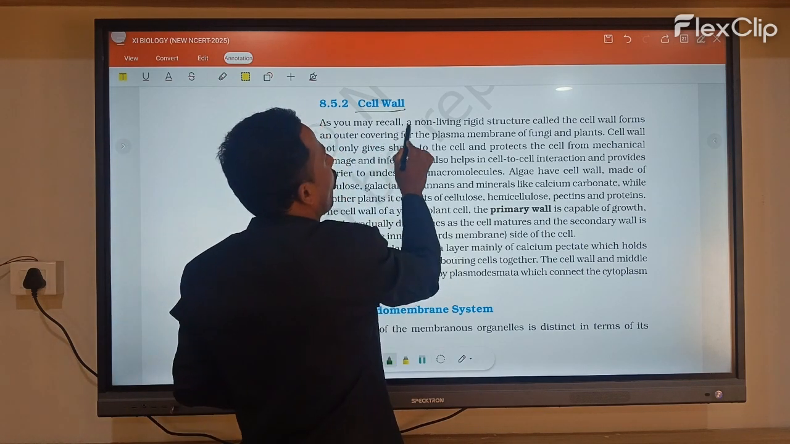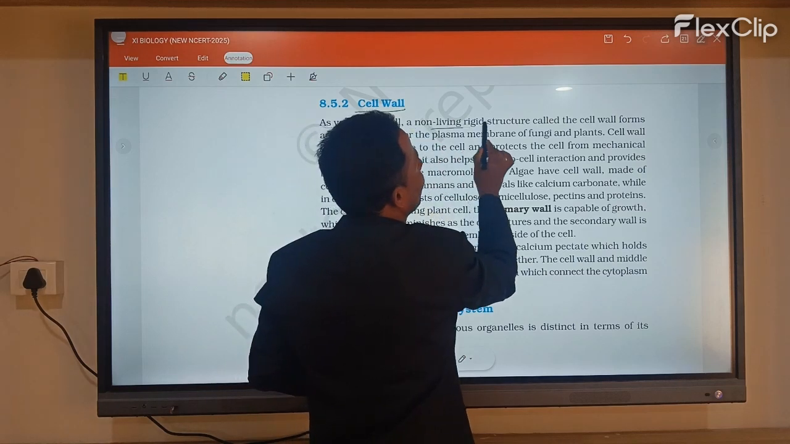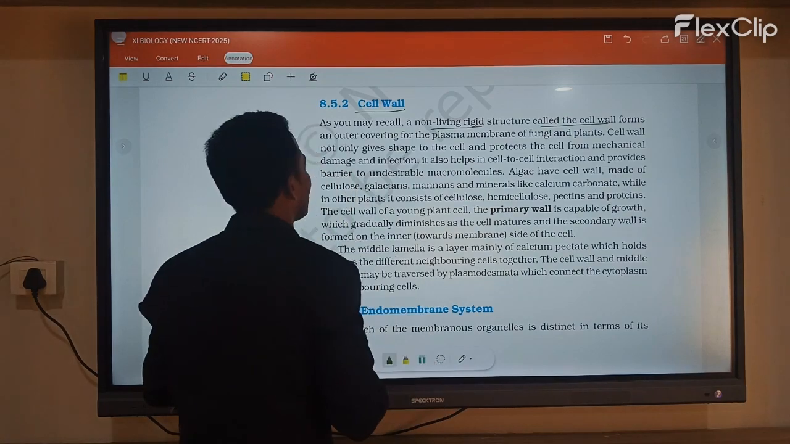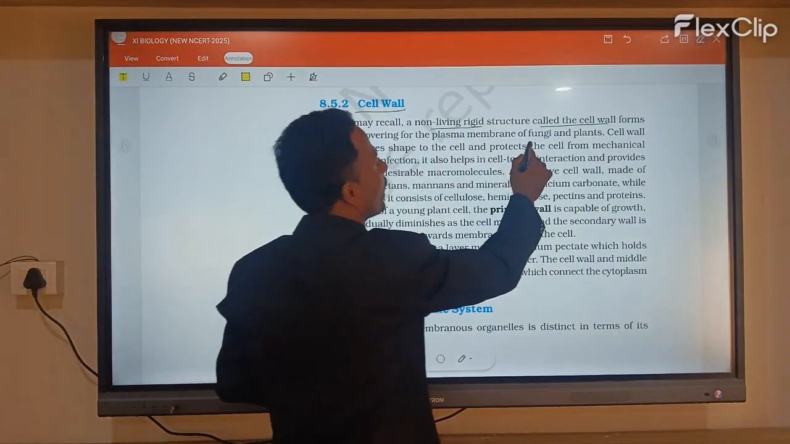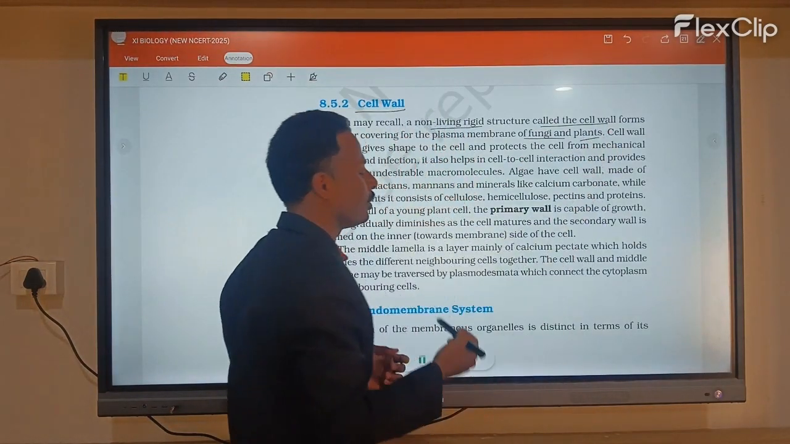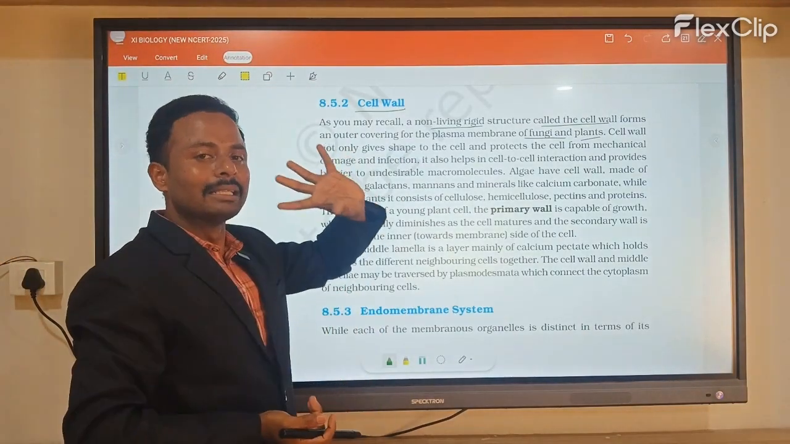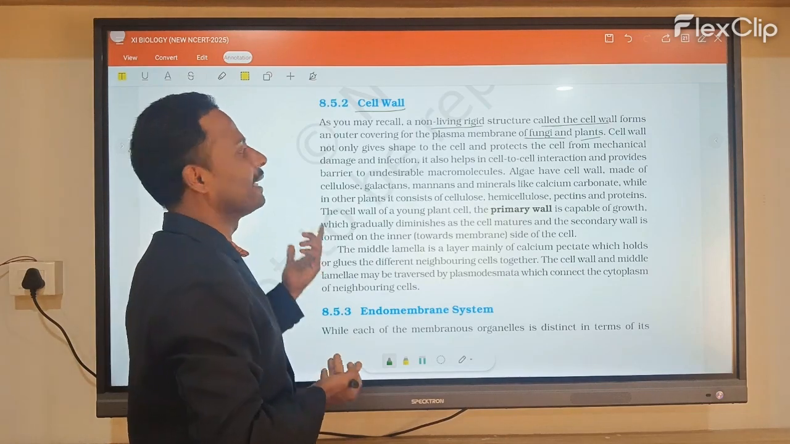As you may recall, a non-living rigid structure called the cell wall forms an outer covering of the plasma membrane of fungi and plants. So in fungi as well as in some plant groups, the outer layer is called what? It is the cell wall.